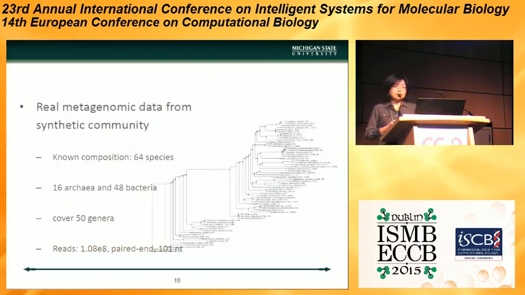So this is basically the data. It's real metagenomic data, but the community is synthetic. It contains 64 species from bacteria and archaea. It covers 5 genera, and the reads are paired-end. The length is roughly 101 nucleotides.